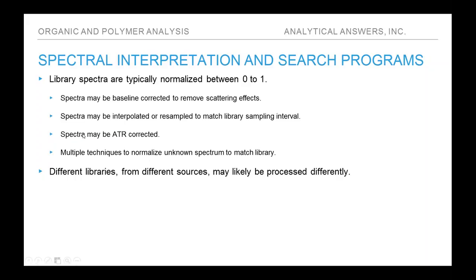The library spectra may be baseline corrected, interpolated, they may be ATR corrected. Very little information is provided on that. And you get libraries from different sources. They may have multiple different techniques. Plus there is the processing the software does itself on the unknown. So that adds another factor of uncertainty in there. Different libraries, different sources, different processing, you're going to get different results.